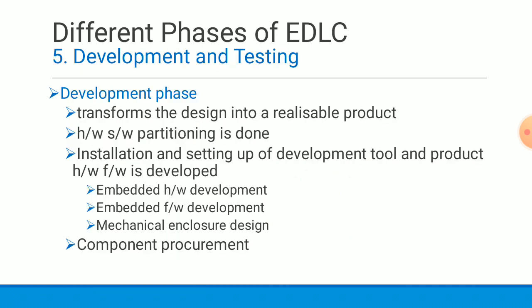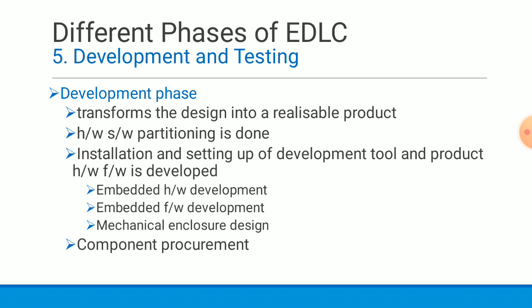Now the next fifth phase is development and testing. The development phase transforms the design into a realizable product. For this, the detailed specifications generated during the design phase are translated into hardware and firmware. So during development phase, the installation and setting up of various development tools is performed and the product hardware and firmware is developed using different tools and associated production setup.